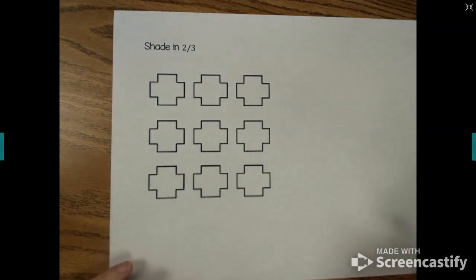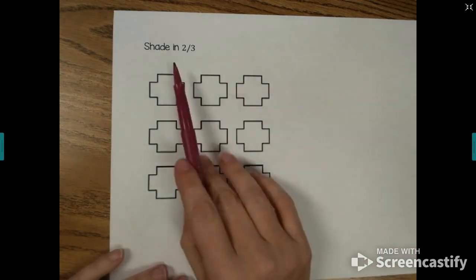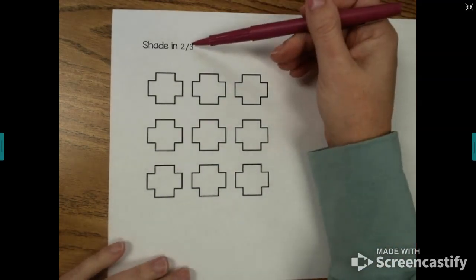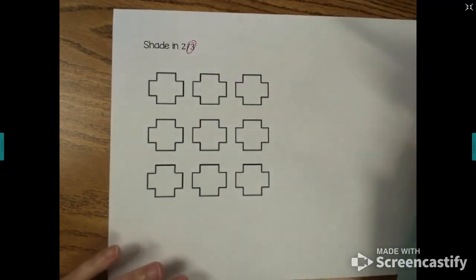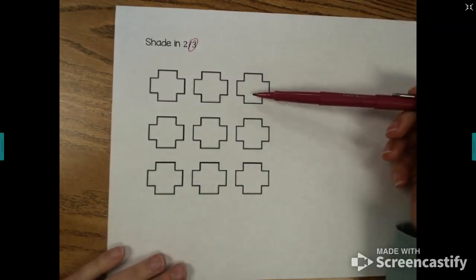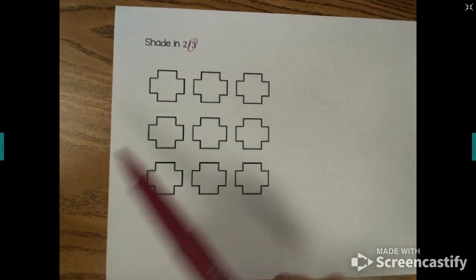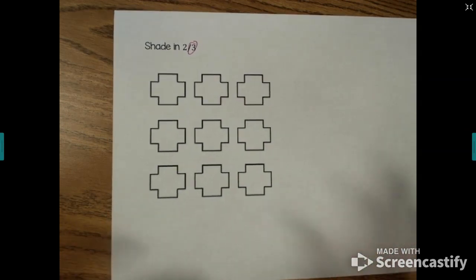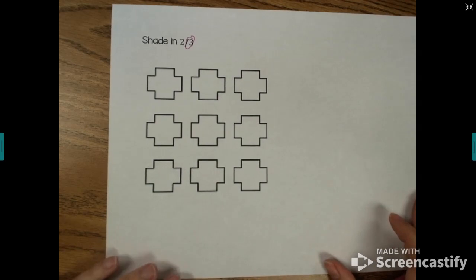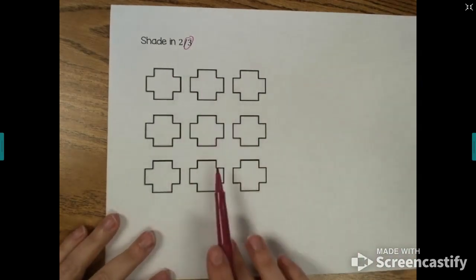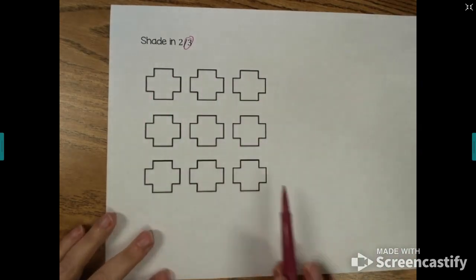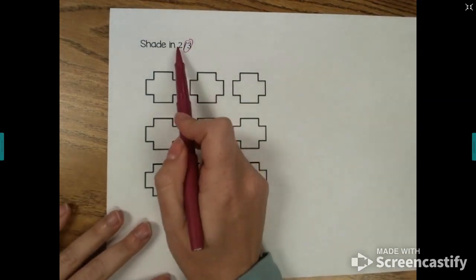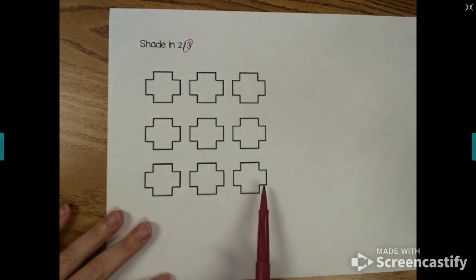Here's a challenge one that we did yesterday. It says shade in 2/3. Well, we have to look at this, and this is partitioned into thirds. Well, we know that this is technically partitioned into sixths, but how do we find thirds? We have to look at the rows and columns and see which one is partitioned into thirds. So I see that there's 3 columns and there's actually 3 rows. So you could do this either way. I'm going to look at the rows.